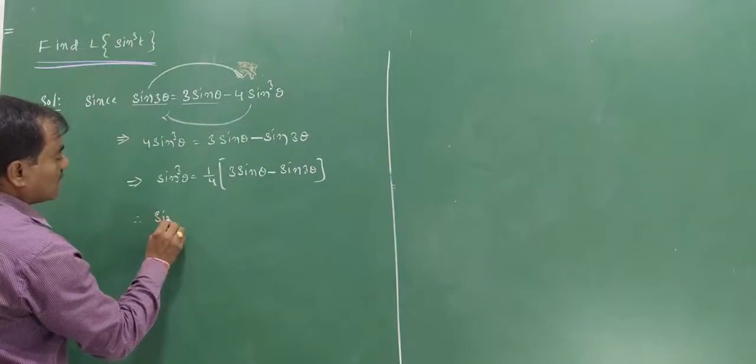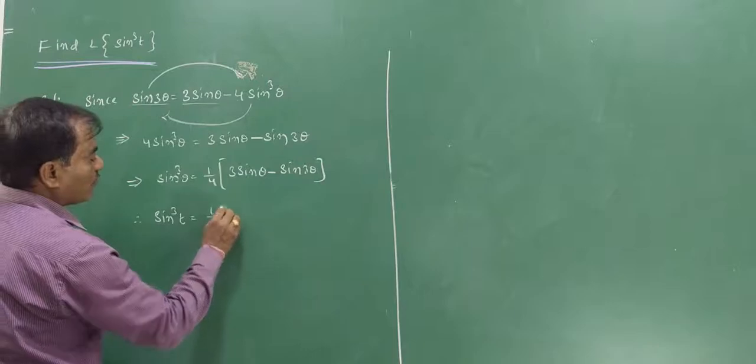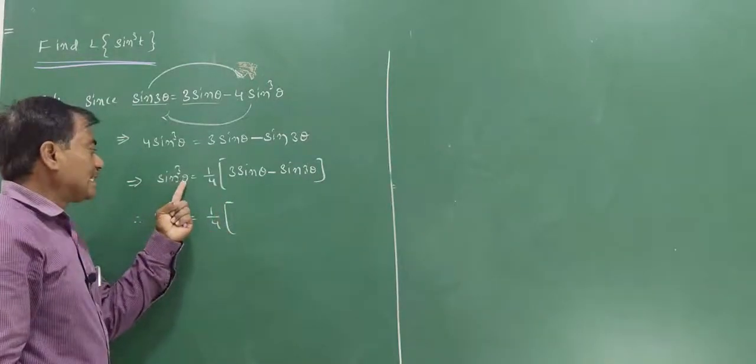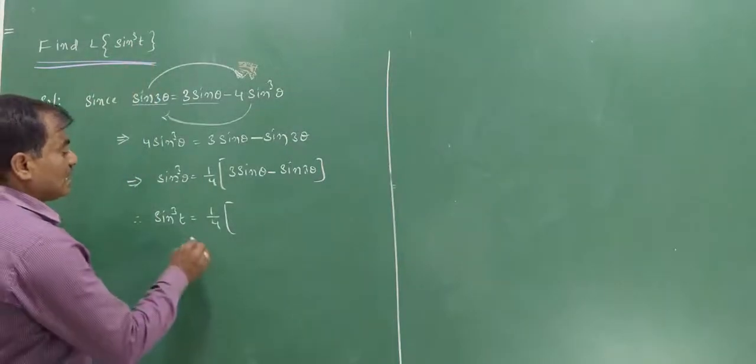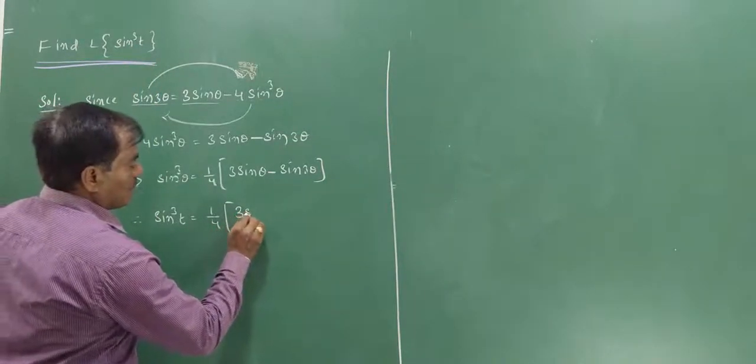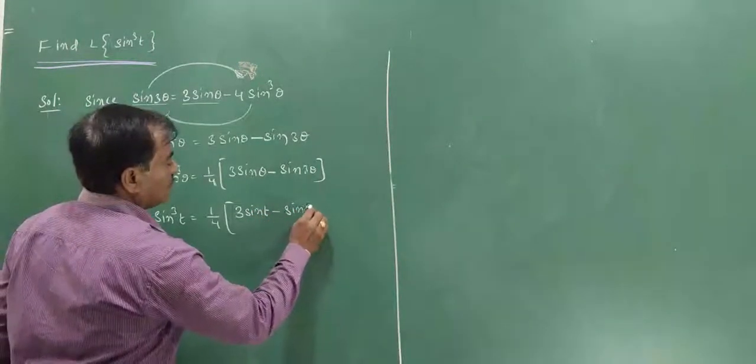Therefore, sin cube t equals 1 by 4 of (3 sin t minus sin 3t). In this formula, theta is replaced by t. Why? Because the given question is in terms of t.